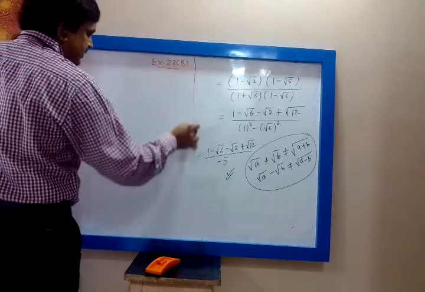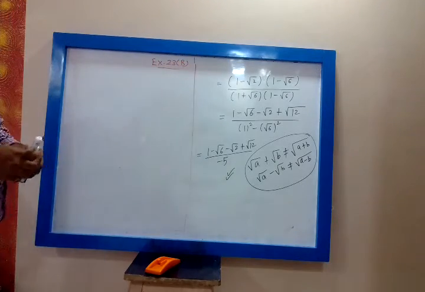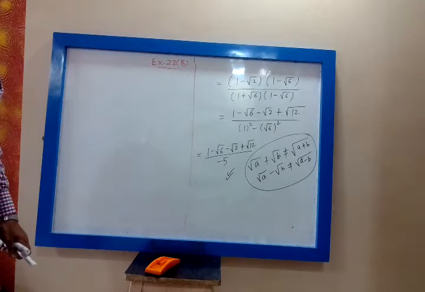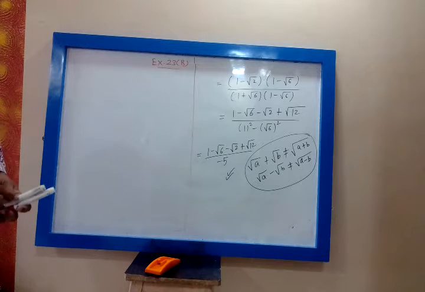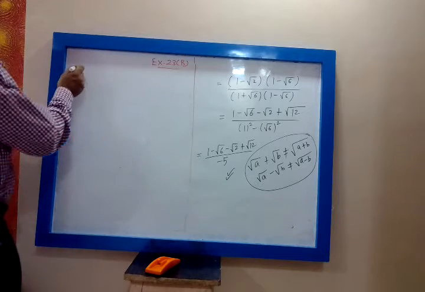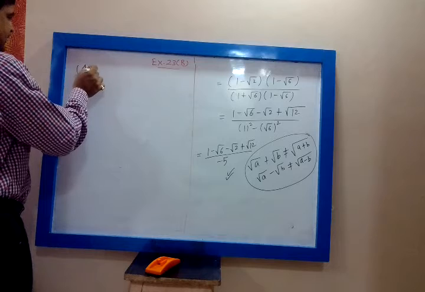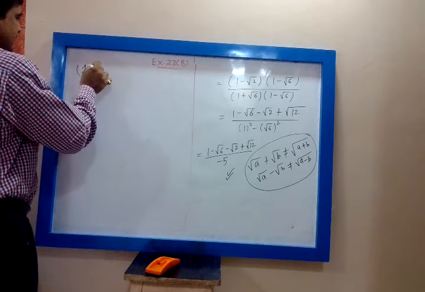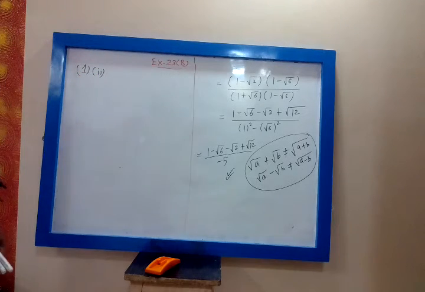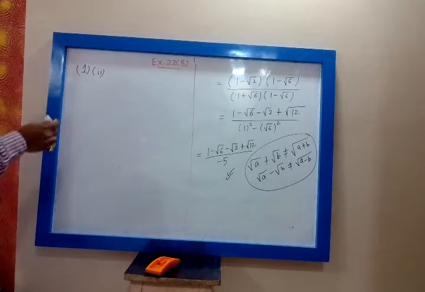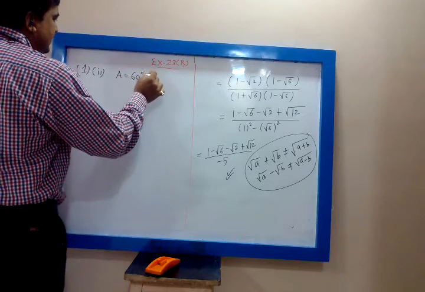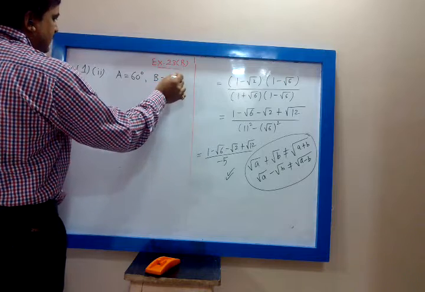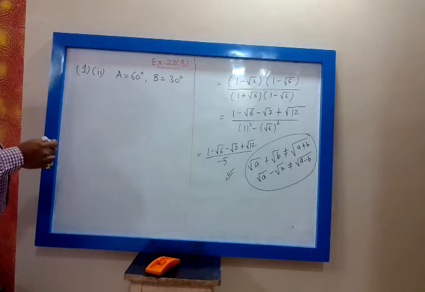Now the first one, which one should I do? Tell me. One I will do, the other you will do. There are 4 exercises. So first one, A. Second and fourth. First, second. Okay, A is given 60 degrees and B is 30 degrees. Now prove that.